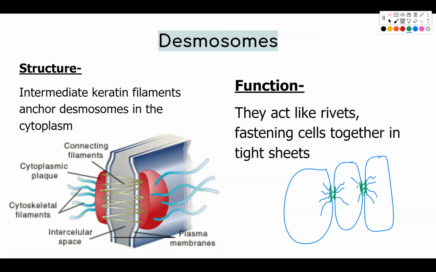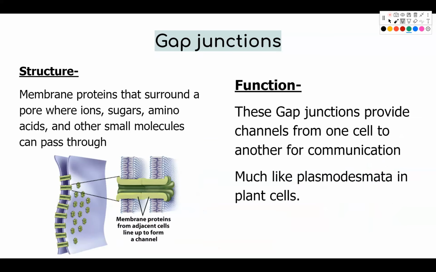Doing okay? We got one more. And that is our gap junctions. Our gap junctions are going to function a lot like the plasmodesmata in plant cells. They are made of proteins, and they are going to surround a pore or a hole in the cell membrane where ions, sugars, amino acids, and small molecules can pass through. They provide a channel from one cell to the other, mainly for communication.